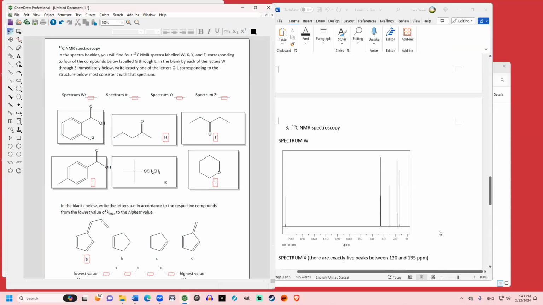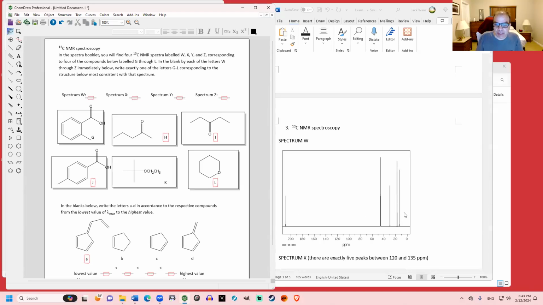So when we look at the first spectrum, I see 5 lines. There's 5 peaks here, one of which has to be a carbonyl. Nothing else shows up above 200 parts per million besides a carbonyl, C double bond O. So we're looking for a compound with 5 different carbons, one of which is a carbonyl. And there's only one compound that fits that description, which is H. G and J are both carboxylic acids, and those carbonyls show up at more like 170 or 180. So it has to be H.